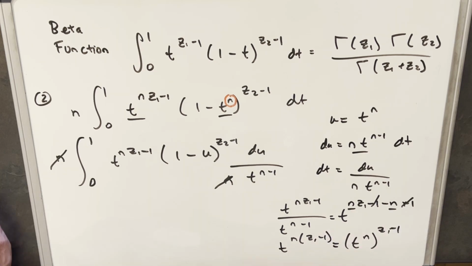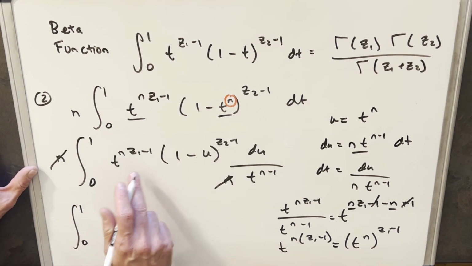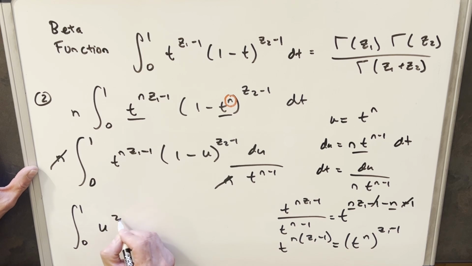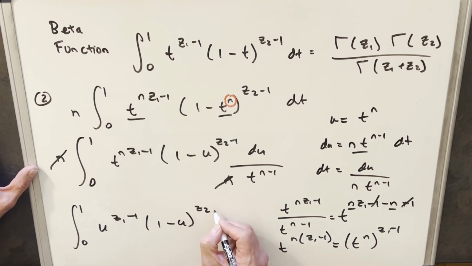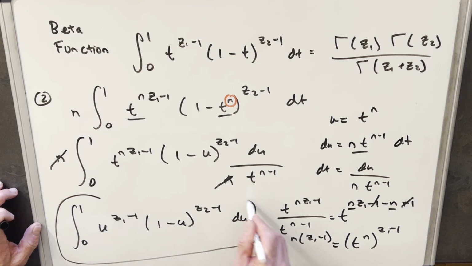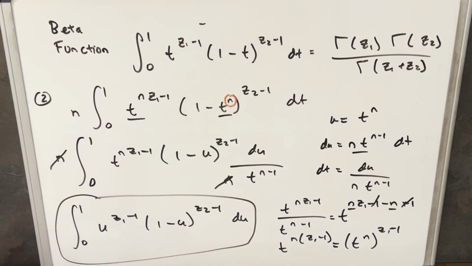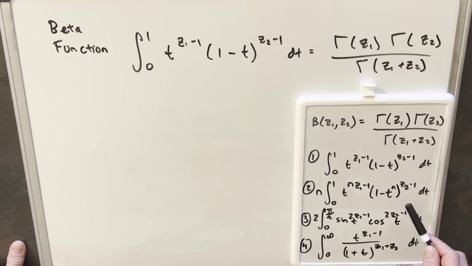But t to the n is u, so when we rewrite this, we have the integral from 0 to 1. Our t's become u^(z1 - 1). Then we'll have (1 - u)^(z2 - 1) du. But notice this thing is exactly the same as our original beta function right here. It's a different variable, but the variable name doesn't matter in a definite integral. So we've shown that our second integral is the same as our first integral. Okay, so we've handled the second integral. So now let's move on to number 3 here.